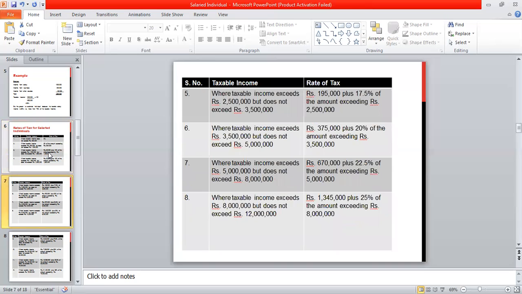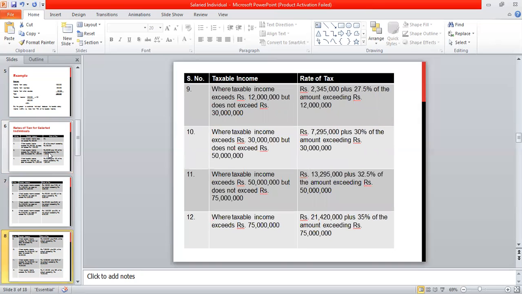Same is the case with rate number 5, rate number 6, rate number 7, rate number 8, rate number 9, 10, 11, and 12. Rate 12, where taxable income exceeds rupees 75 million. Rate of tax rupees 21,420,000 plus 35% of the amount exceeding rupees 75 million. So 21,420,000 is compulsory with 75 million. But when there is an increase in the taxable income more than 75 million, then we calculate 35% on that amount.